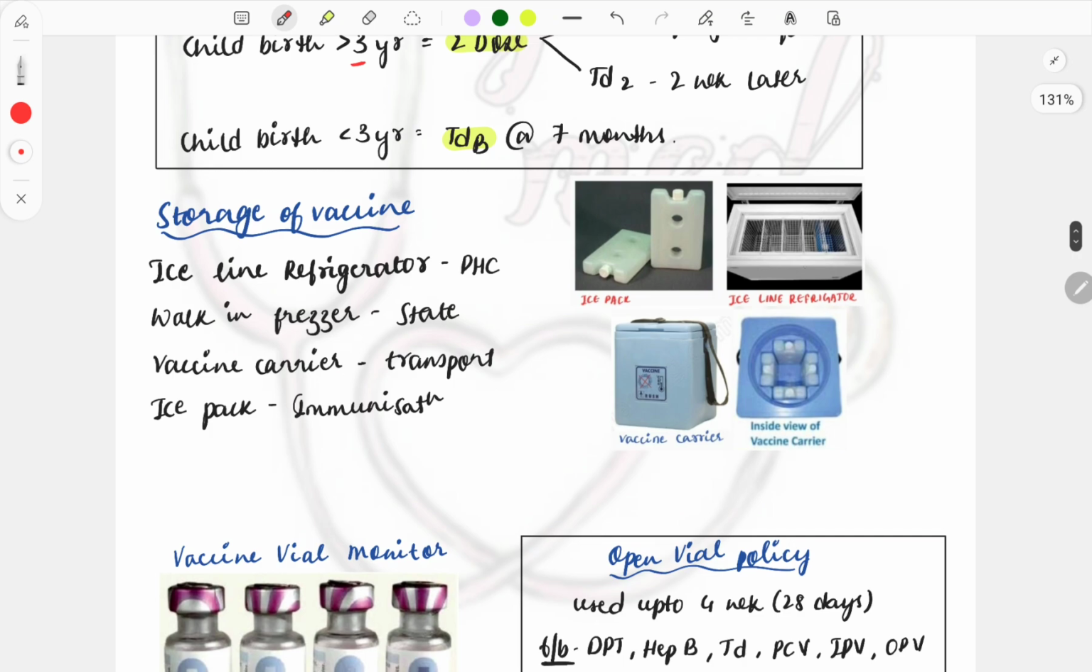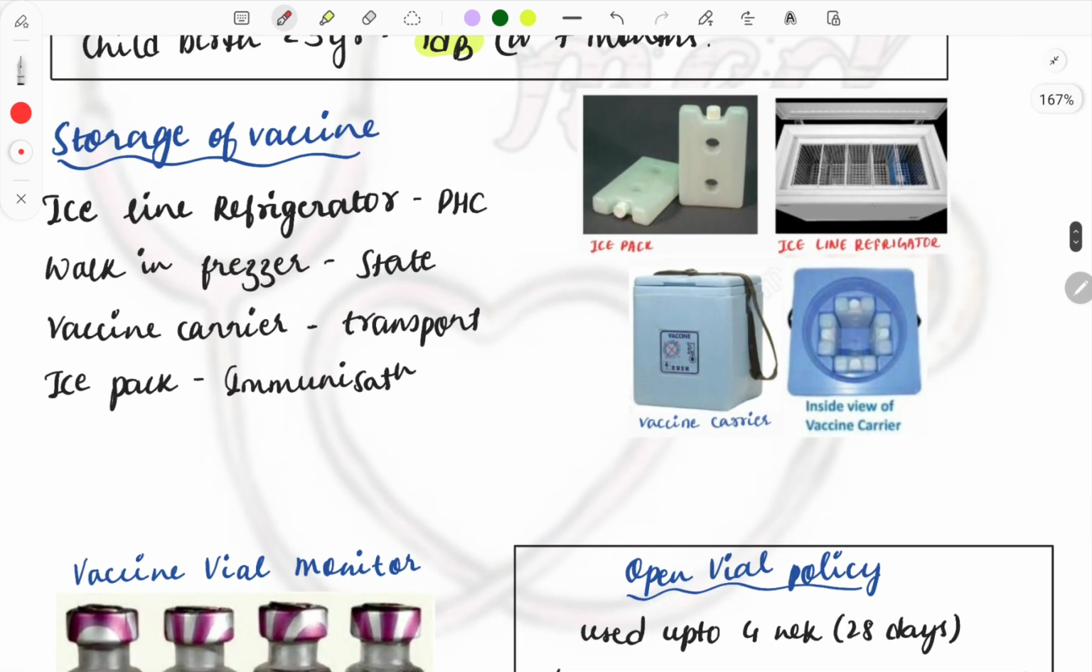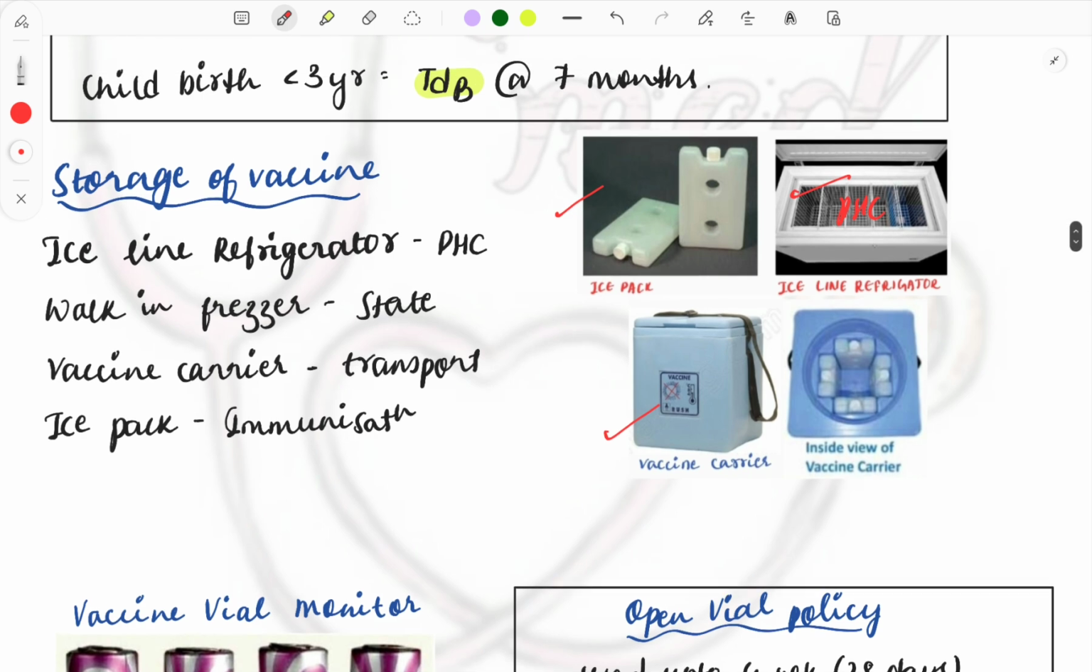Then the storage of the vaccine. This is also important, and questions are frequently asked on this, including image-based questions. The ice-lined refrigerator is the one present at the PHC. Then the ice pack is used during the immunization schedule. This is the vaccine carrier, and it is used for transport. And the walk-in freezer is present at the state level, a complete room-like structure in which the vaccines are stored.